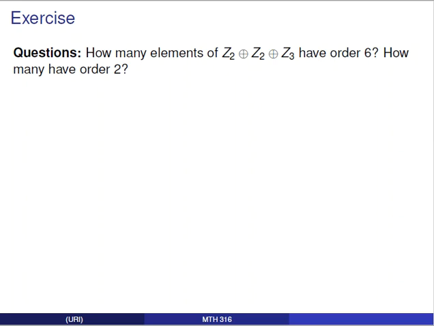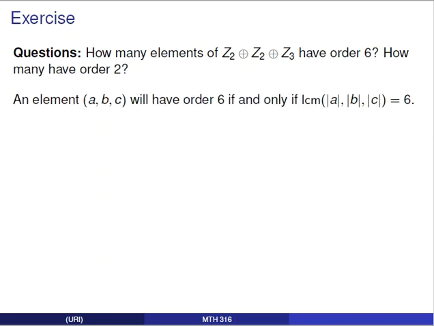But let's answer this question. Let's try to be systematic about it. We know that elements of Z2 direct product Z2 direct product Z3 will be ordered triples. So we'll suppose that A is an element from Z2, B is an element from Z2, and C is an element from Z3. Now, an element like this will have order 6 in the direct product if and only if the least common multiple of the order of A, the order of B, and the order of C is equal to 6.